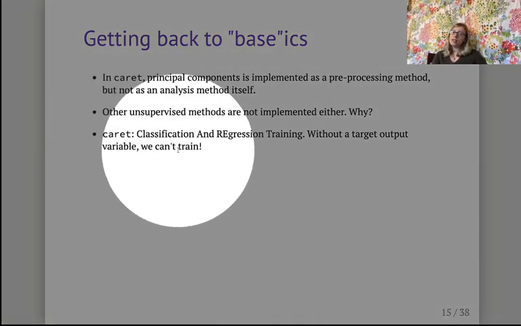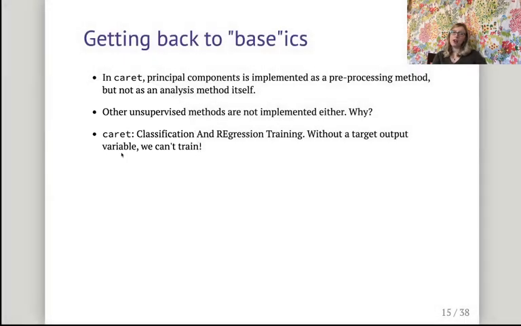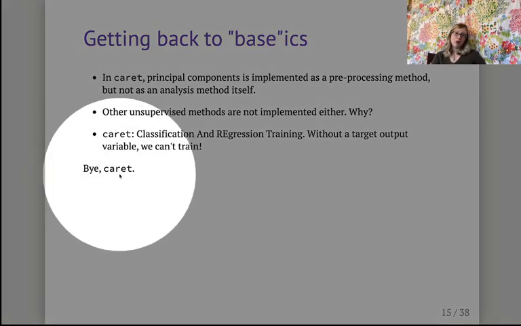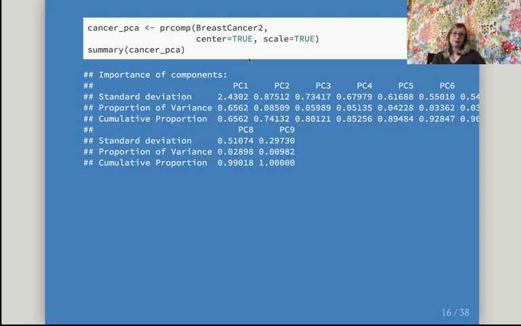Here's a good way to think about this. Remember what CARET stands for. CARET provides methods or implementations in R for classification and regression training. In unsupervised learning, we don't have an output variable, so we can't actually train to make predictions on a testing data set. So what that means is that we'll no longer be working with that CARET framework. We'll be using base functions.